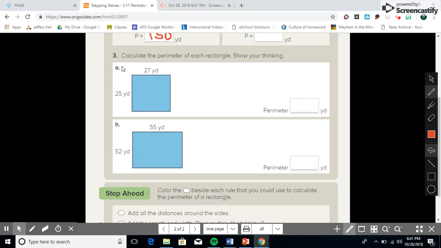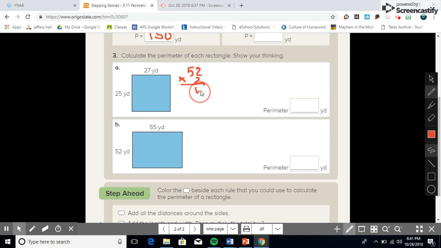Number 3 says calculate the perimeter of each rectangle, show your thinking. So you can use whatever strategy works best for you. I like to add the length and width and then multiply by 2 because it's pretty quick and requires me to not do as many steps, which leaves less room for mistakes. So I'm first going to add 27 plus 25, which gives me 52. And then I'm going to multiply that by 2.